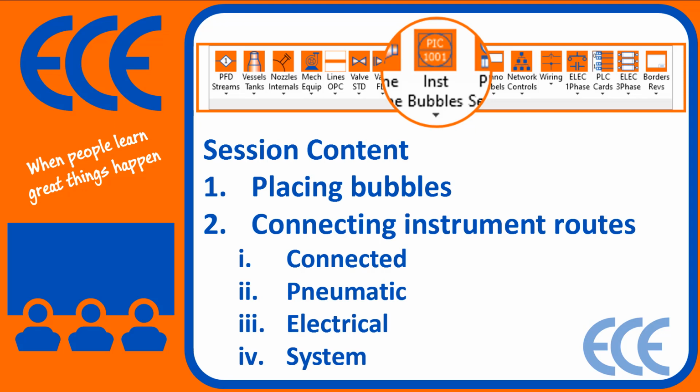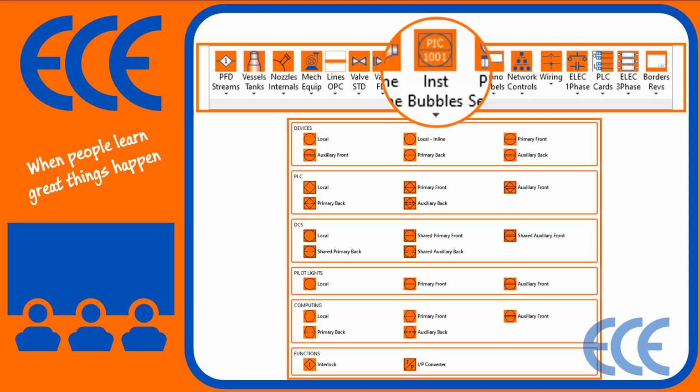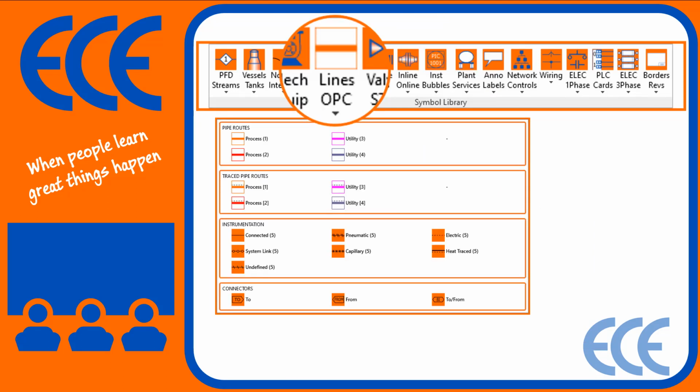During this session, we are going to be inserting instrument bubbles and some connecting lines. Diagrams includes all the typical bubbles users are going to need. It also includes all the typical line types too. How about we get started?